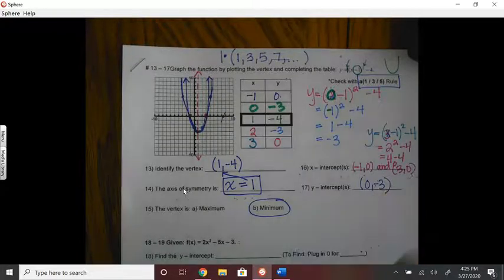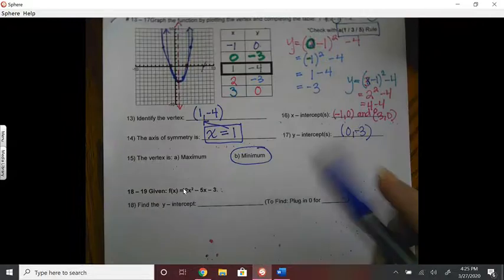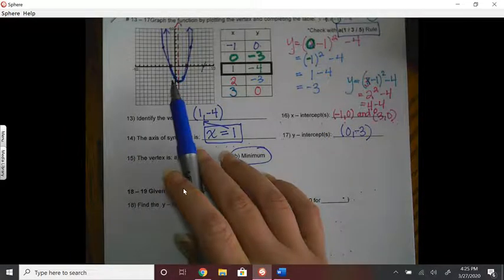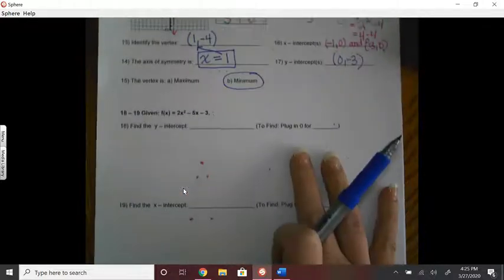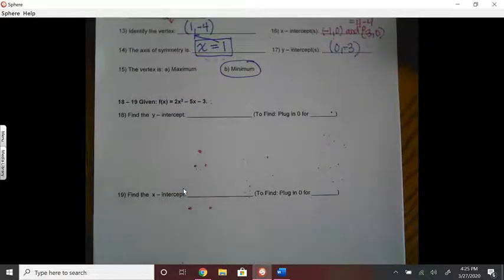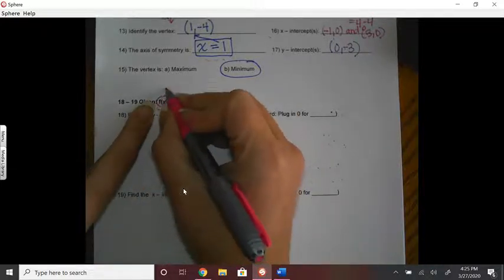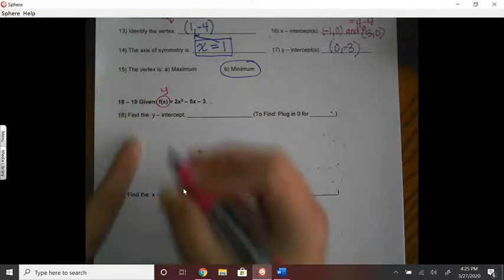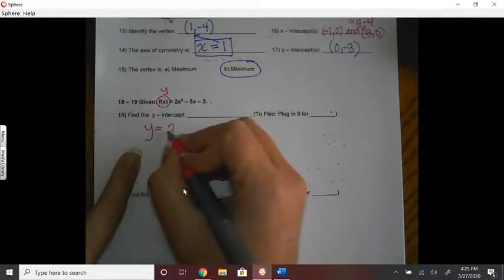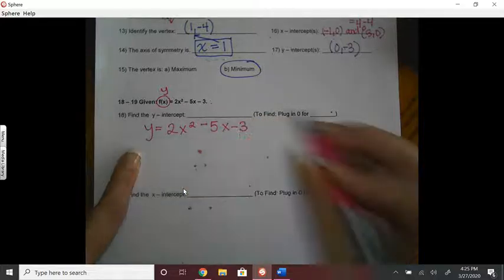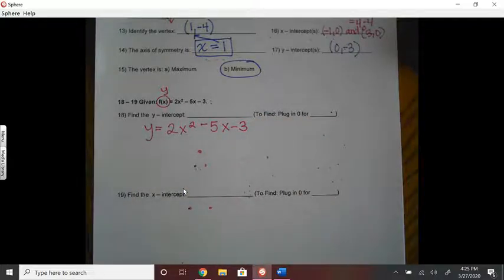This is the math work you would show to find the x-intercept and the y-intercept if you couldn't look at the graph and identify it. So since this problem does not give us a graph, we're going to have to do it algebraically. To find the y-intercept, remember f of x is the same thing as y, it's just the output label. So y equals 2x squared minus 5x minus 3 is our function. And it says to find the y-intercept.